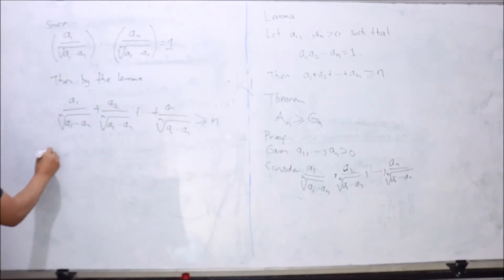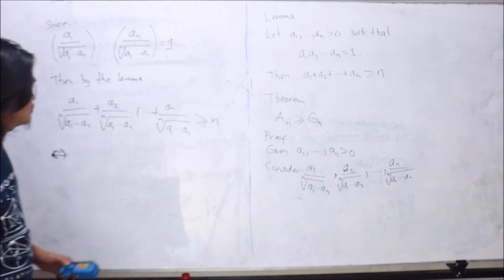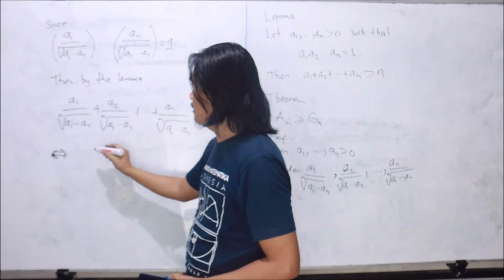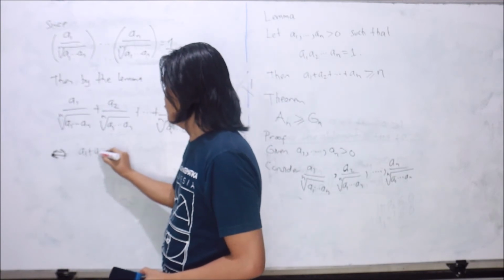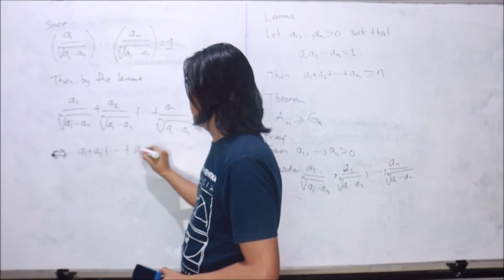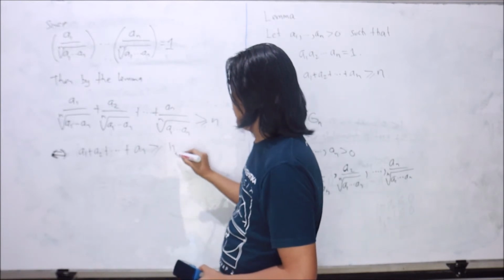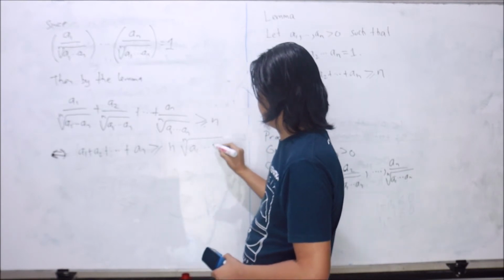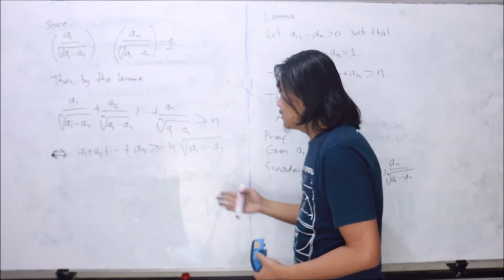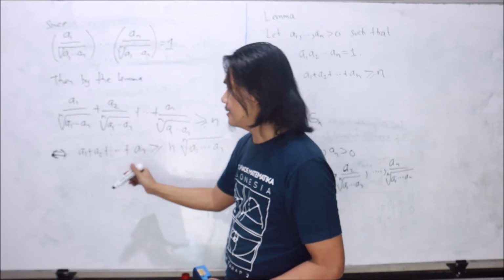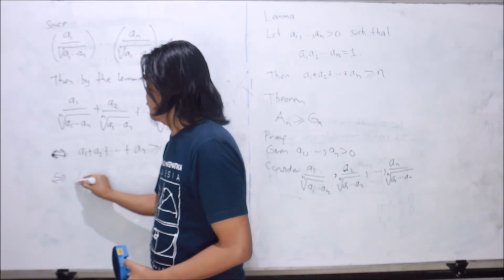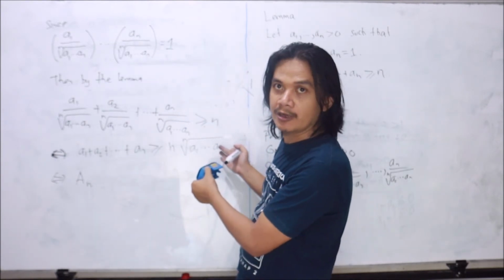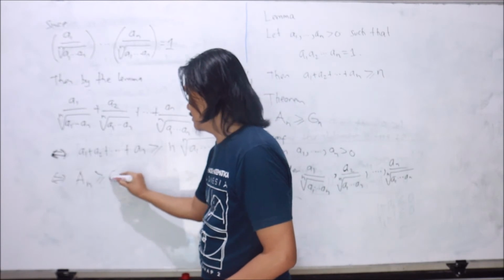Okay? But this inequality is equivalent to, so if we multiply both sides with this nth root, we have a1 plus a2 plus an greater or equal to n times this. And then we just divide both sides by n, then we have the arithmetic mean on the left hand side and the geometric mean on the right hand side. So we have that. Right?